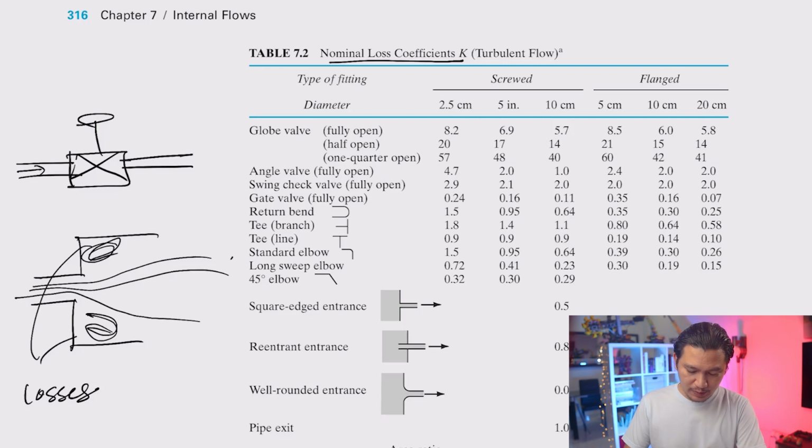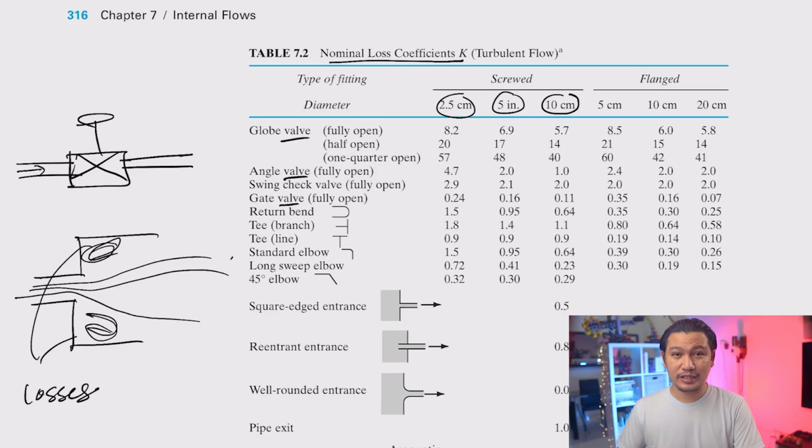Now, as you can see in this table here, for valve, for instance, there are a few diameters of pipe that you need to consider. These are only a few diameters that we are going to consider in this lesson. Of course, when you graduate and work in the real world, this table gets a lot bigger with each value of K assigned for each diameter of the pipe. And it depends on the fittings as well, whether the valve is screwed or flanged.